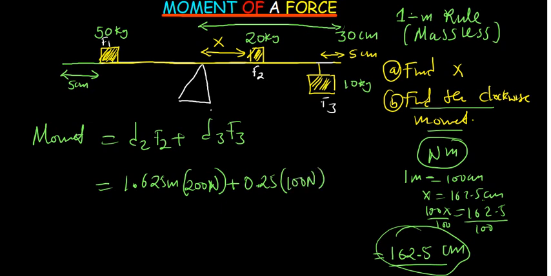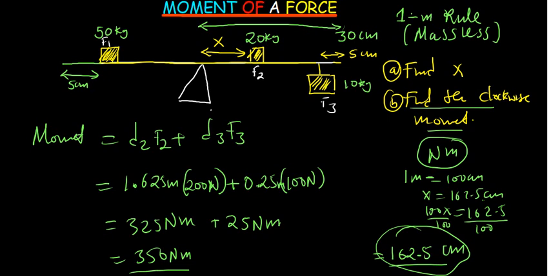Okay, so we'll start by saying 1.625 multiplied by 200, that is given as 325 Newton meter, and then plus 0.25 multiplied by 100, that is going to be 25 Newton meter. This one is in meters. So now we're going to add this 325 plus 25. So this is going to give us 350 Newton meter. So this is the clockwise moment, taking the ruler in this direction.